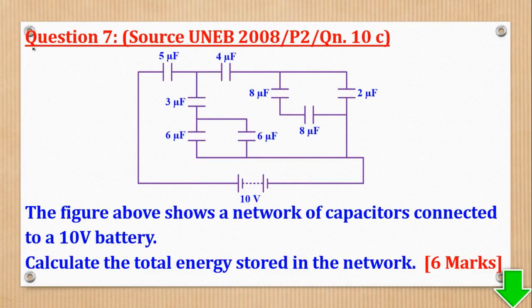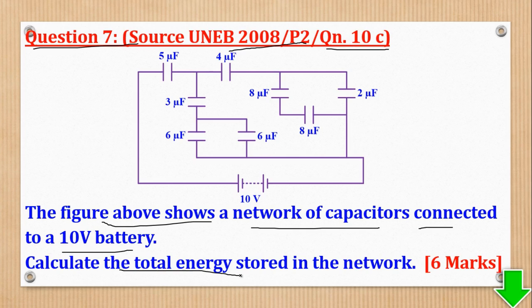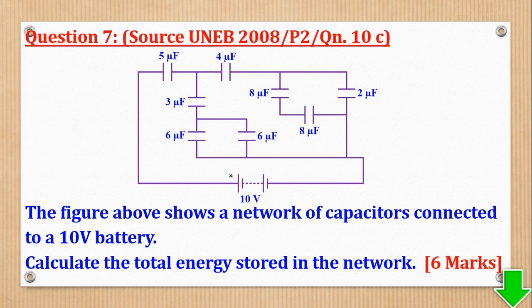So now we shall go to question 7, which came from UNEB 2008, paper 2, question 10C, and says, the figure above shows a network of capacitors connected to a 10 volt battery. Calculate the total energy stored in the network. So total energy stored means you have to first get the total capacitance.